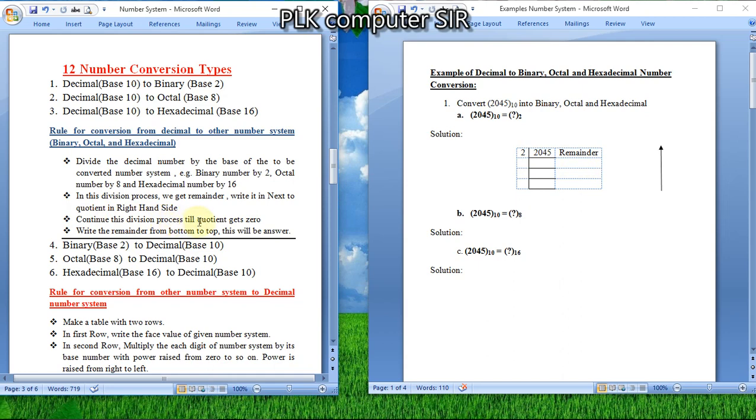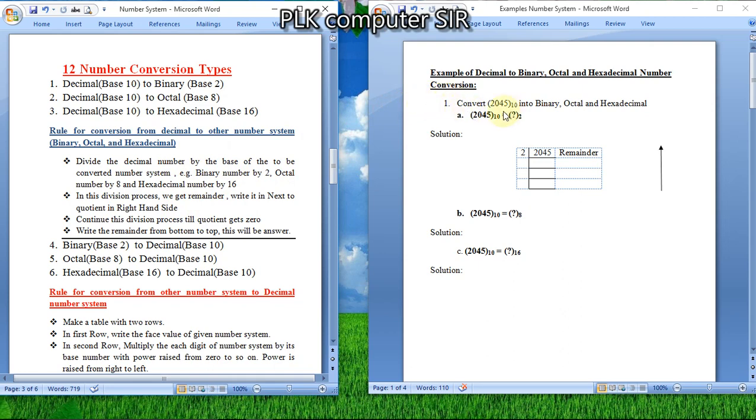Continue the division process till the quotient gets 0. So until it is 0, we have to repeat. When we get 0, then we will stop. Write the remainder from bottom to top. We have to write from bottom to top. We are going to understand this rule by example, my dear students.